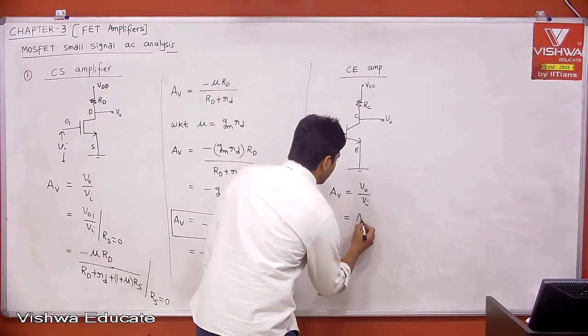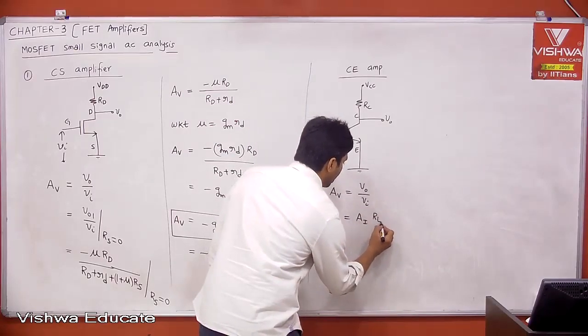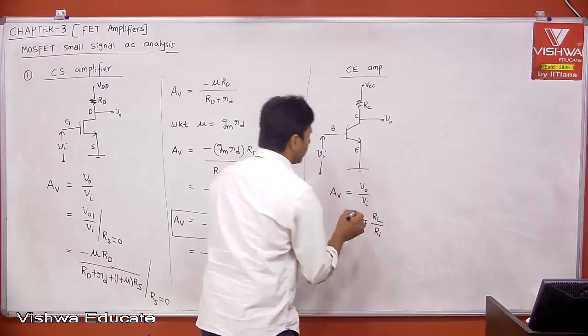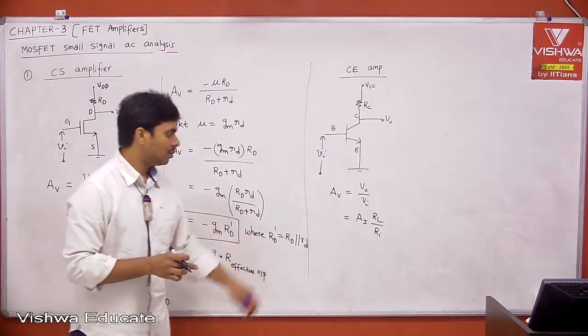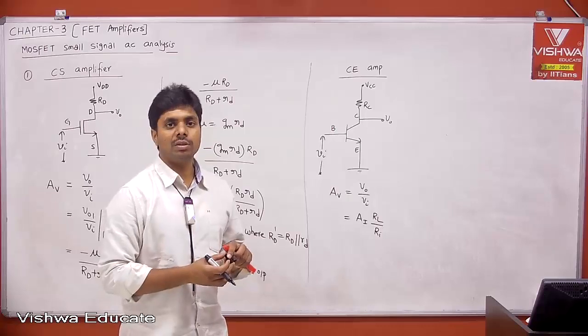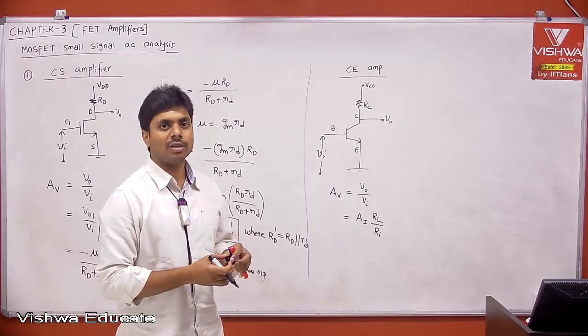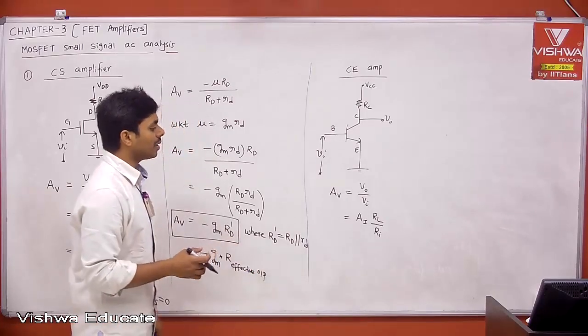We get AI into RL divided by RI. We know AI is minus HFE divided by 1 plus HOE into RL, and RI we know is HIE plus HRE into AI into RL. That is what the exact model is. Now let's go for the simplified model.